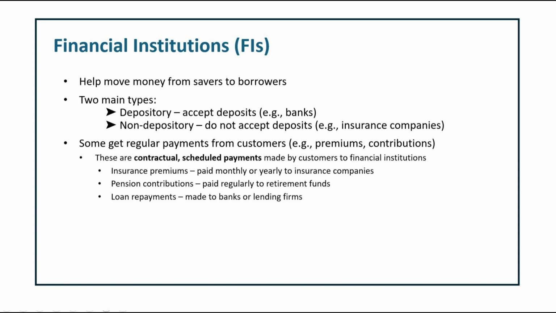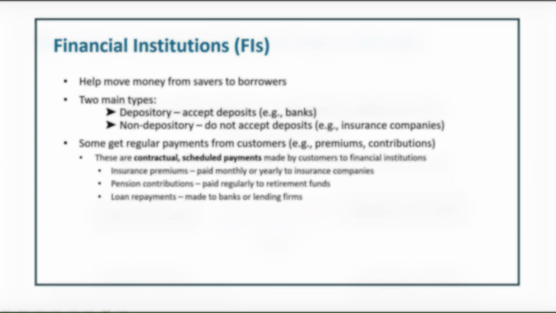Many of these institutions receive regular, scheduled payments from customers, known as contractual payments. Examples include insurance premiums paid monthly or yearly, pension contributions paid into retirement funds, loan repayments made to banks or lending companies. These regular payments help financial institutions manage risk and fund their operations.